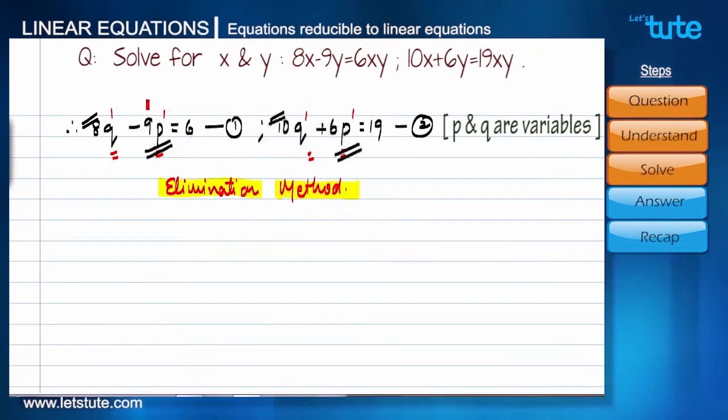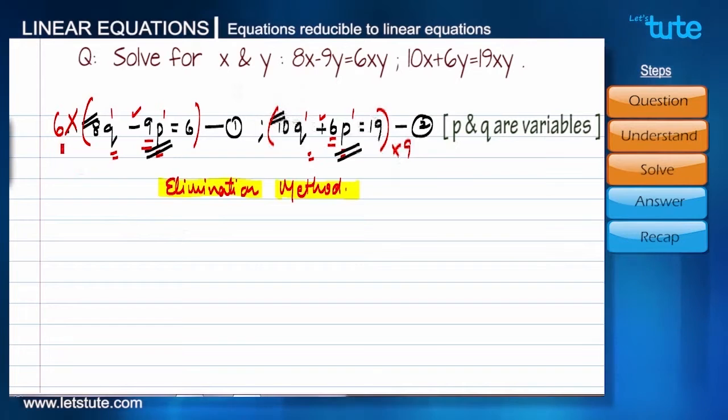And since they have opposite signs, here minus and here plus, I need to add them. And before that, I need to make the coefficients of p equal. So for that reason, I will multiply equation number 1 by 6 and equation number 2 by 9.